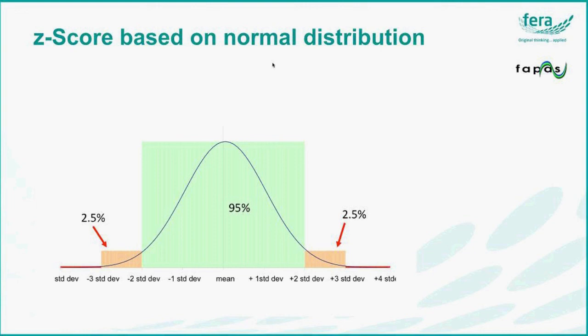Another way of looking at this is that the area outside of 2 standard deviations is about a total of 5%, 2.5% either side. So there is a 5% probability or a 1 in 20 chance that your Z-score is outside of 2 even if everything is working normally. This is an effect of the statistical distribution.